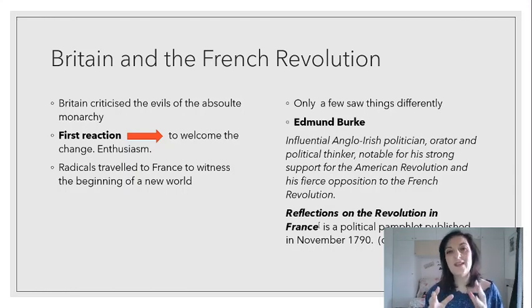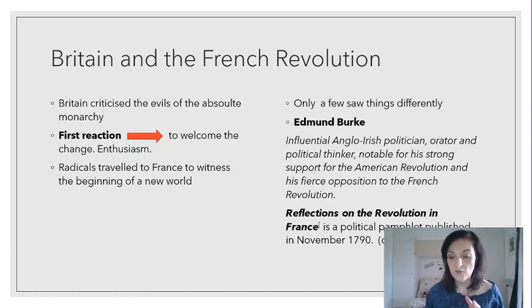I don't want to focus on the events of the French Revolution, because I hope you have studied much of them in history, but I would like to focus on the reactions in Britain to the French Revolution. How did the British citizens, the British politicians, the British scholars, the British philosophers react to the French Revolution? Generally speaking, Britain and also the politicians criticized the evils of the absolute monarchy.